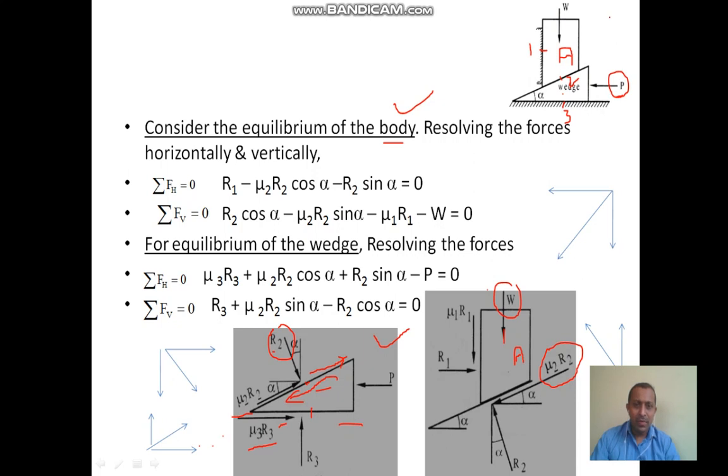So resolving the forces horizontally and vertically. Here sigma Fh is equal to 0, the horizontal component is equal to 0. So in body A, R1 is the horizontal force acting towards the right, so R1 minus mu2 R2 cos alpha towards left, minus R2 sin alpha towards left.